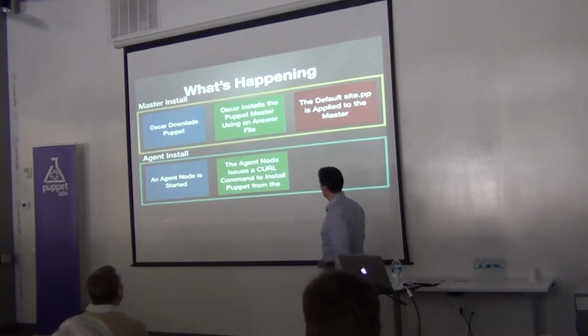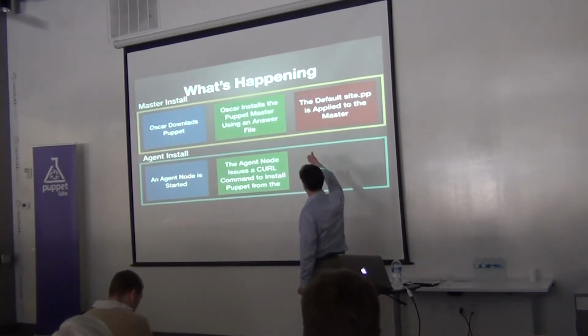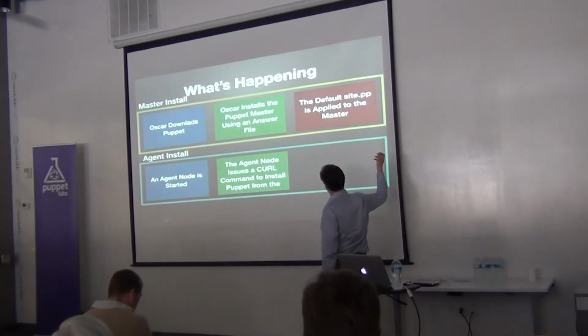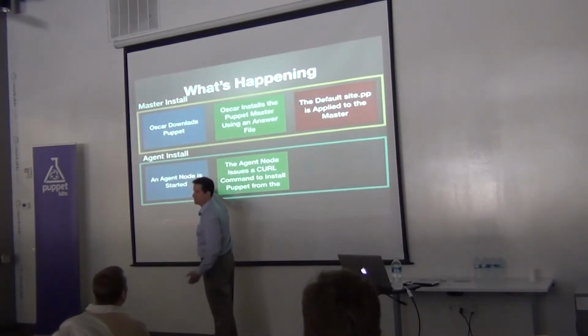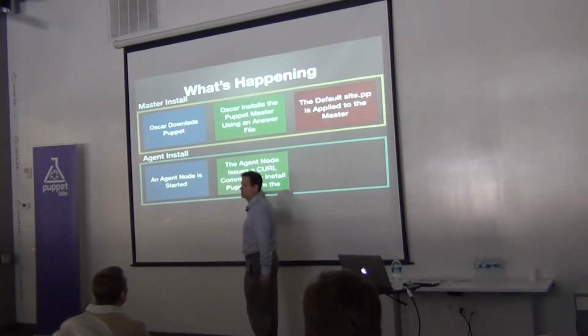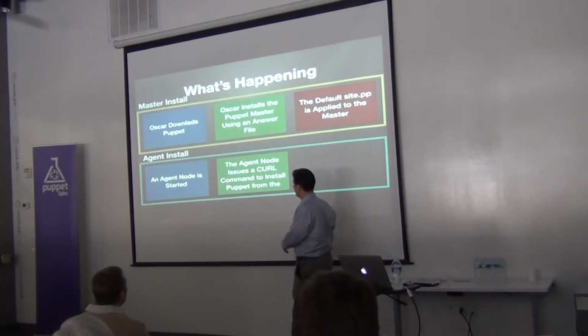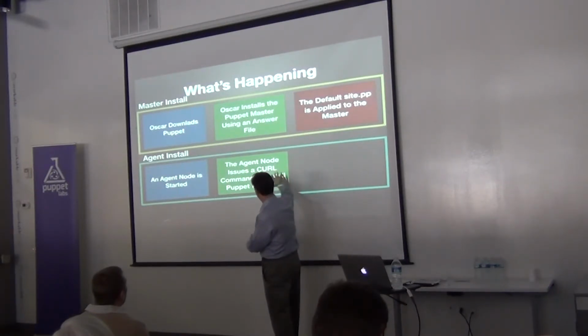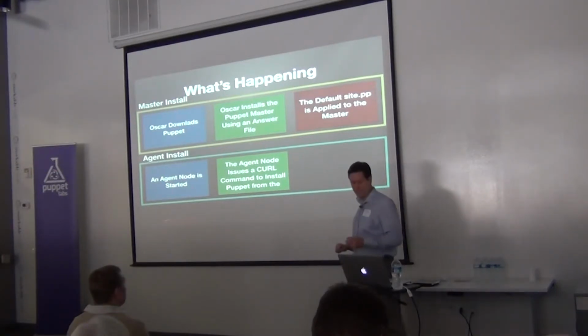This is really just a reiteration of what happens. Oscar downloads Puppet. Oscar installs the Puppet Master using an answer file. The default site.pp is applied to the master, and when the agent is installed, it basically just brings up the OS. It actually contacts the Puppet Master. The Puppet Master will tell the agent, these are all the packages you need to install in order to get running. And under most circumstances, it will do an auto sign, which means you're good to come in. You don't have to go into your Puppet Master console and sign off that this agent is good.